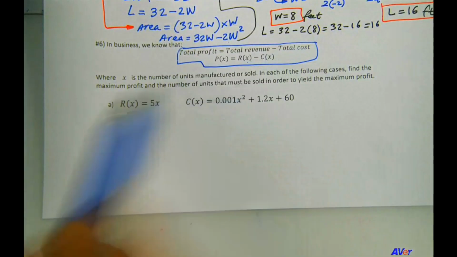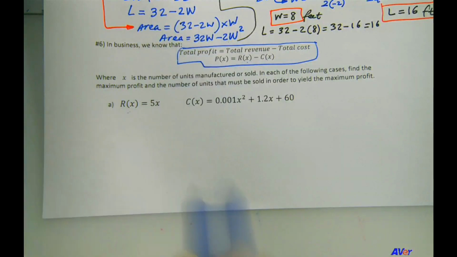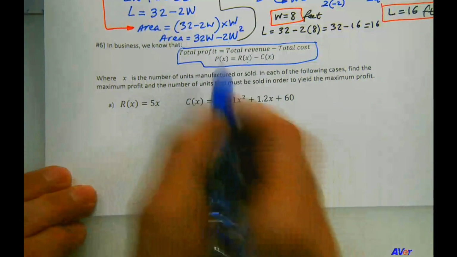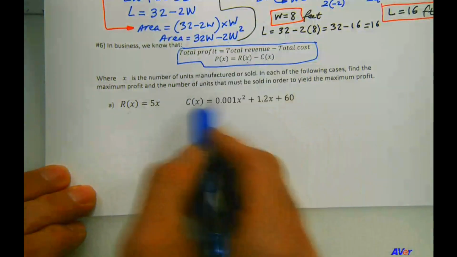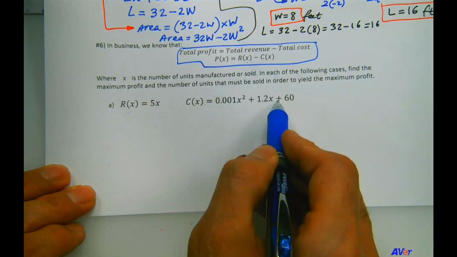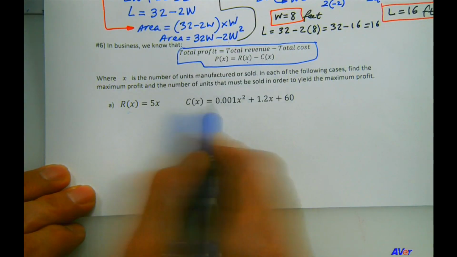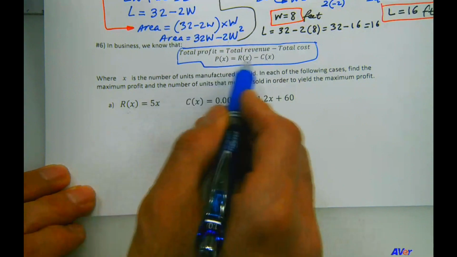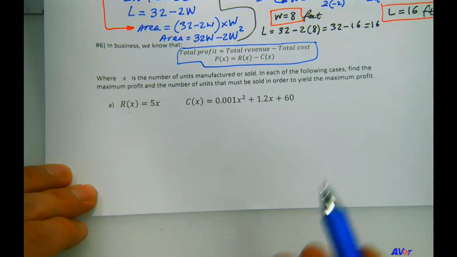So we need to find the profit function. At this point, we do not yet have it. How do we find the profit function? Using this formula. We have the revenue function. We have the cost function. We subtract the cost function from the revenue function according to this formula to obtain the profit function.